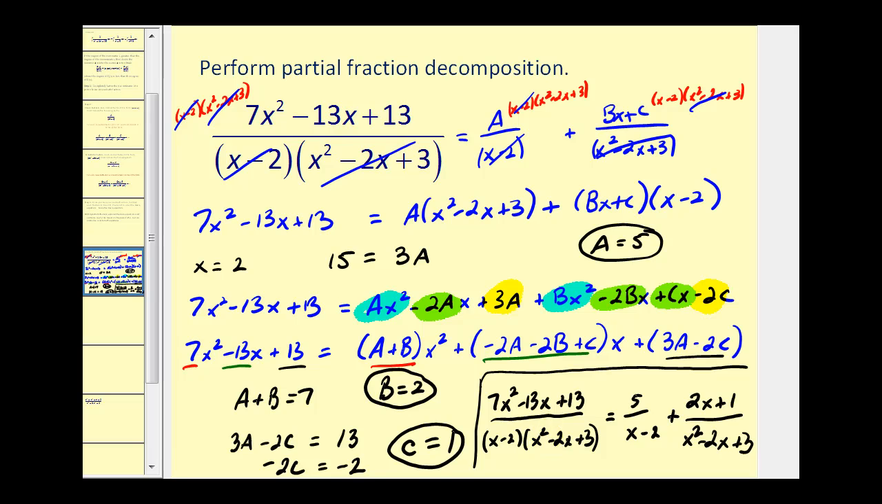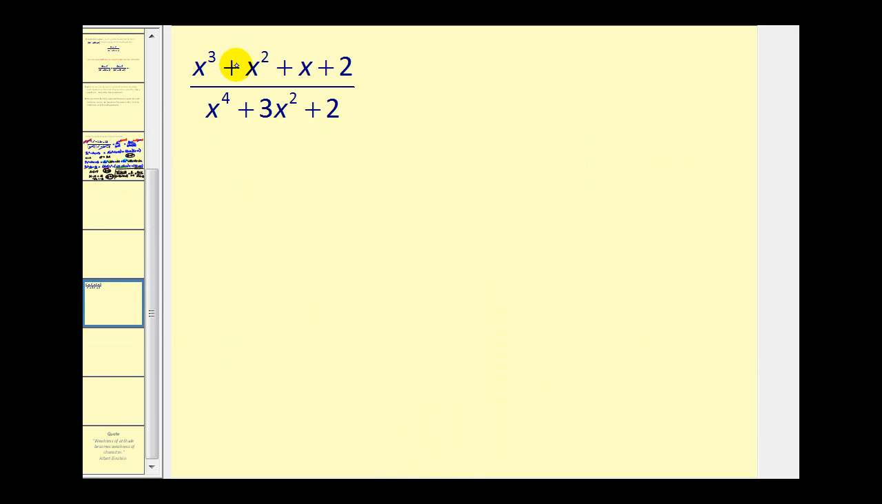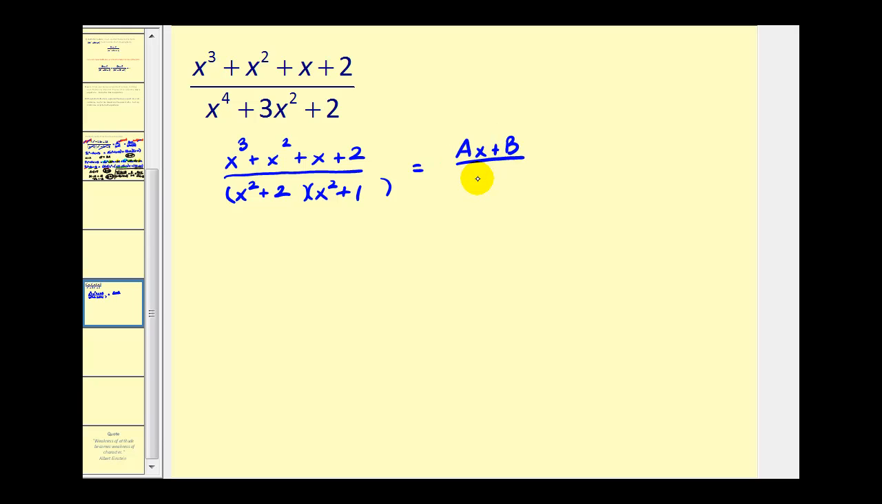Let's see if we have time for one more. The degree of the numerator is less than the degree of the denominator. So let's go ahead and factor the denominator. This will have two quadratic factors. The factors of 2 that add to 3, that would be plus 2 and plus 1. And since these are quadratic factors, the first one will be ax plus b over x squared plus 2. And the second fraction will be cx plus d all over x squared plus 1.